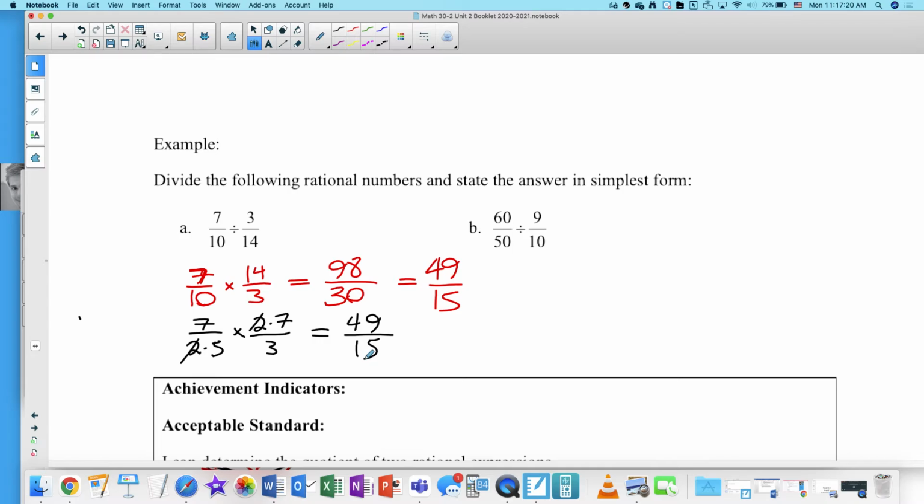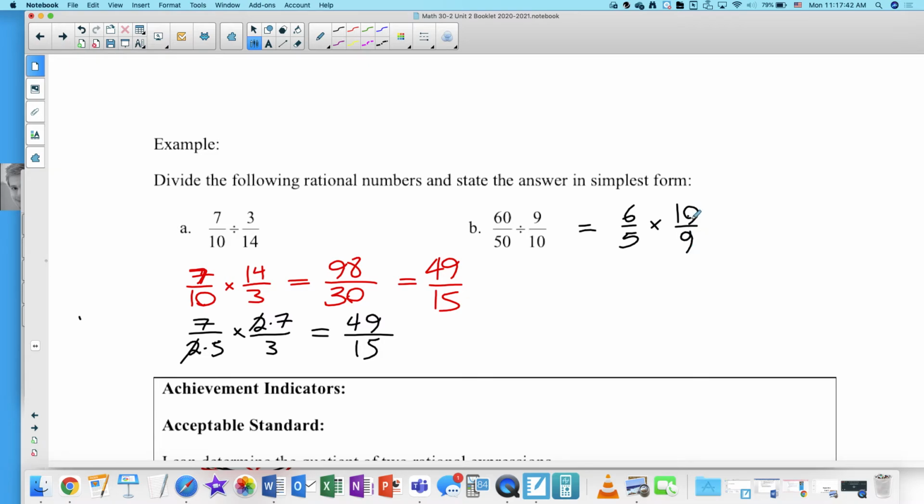So 60 over 50 divided by 9/10. Okay? Now, if you recognize, oh, wait, I can simplify that one in my head, do it, right? 60 over 50 is 6 over 5. See, I would do that. 6 over 5 times, and then this will be 10 over 9.